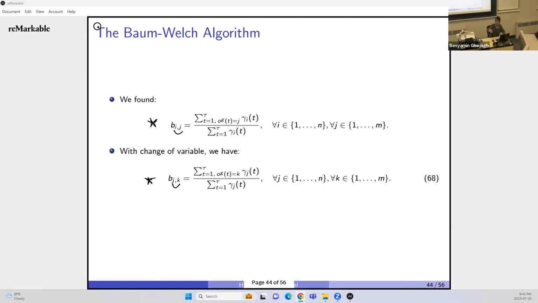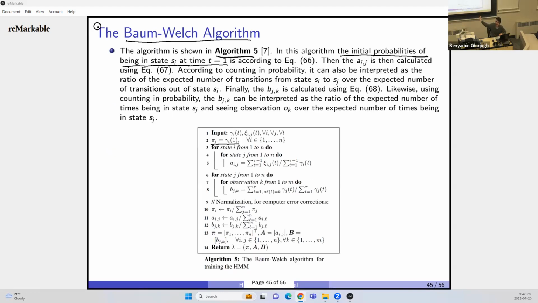Now that we derived all of the equations, let's see how they are used in the Baum-Welch algorithm. So this is line 2. Then for a state i from 1 to n, and for a state j from 1 to n, this is the equation of aij that we found. Also, this is the equation of bjk that we found. Do you agree? This is what we found. bjk is according to equation 68, and aij is according to equation 67.